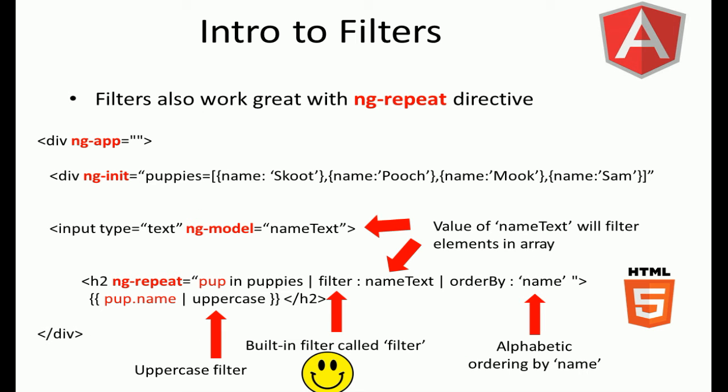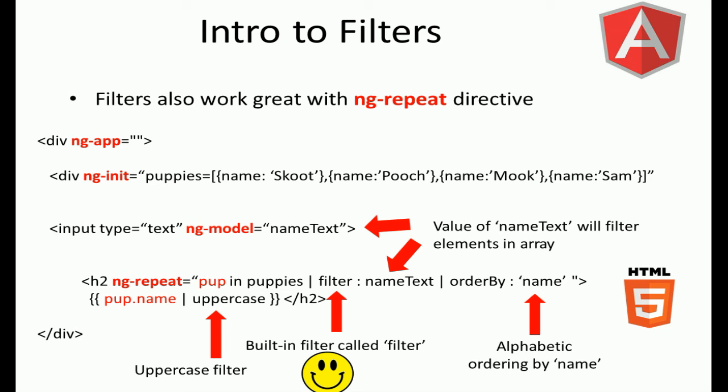There is a built-in filter that works great with the ng-repeat directive. This filter is called filter. This filter is one of the more confusing built-in Angular filters. Nevertheless, here is my explanation to help reveal the power of this filter. The filter can be used to filter items out of an array based on a matching string.